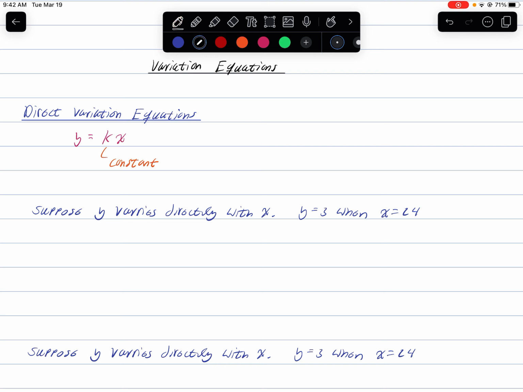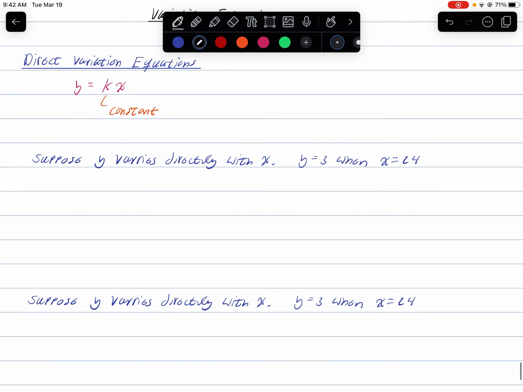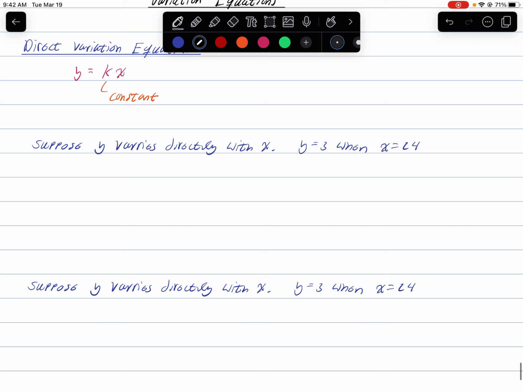All right, so one of the things that you notice from direct variation equations is as x gets bigger, y is also going to get bigger. Okay, and as x gets smaller, y is also going to get smaller. So let's look at a couple examples here. Suppose y varies directly with x. We have y is equal to 3 when x is equal to 24. Okay, so we know that we're looking for a direct variation equation because it says y varies directly with x.